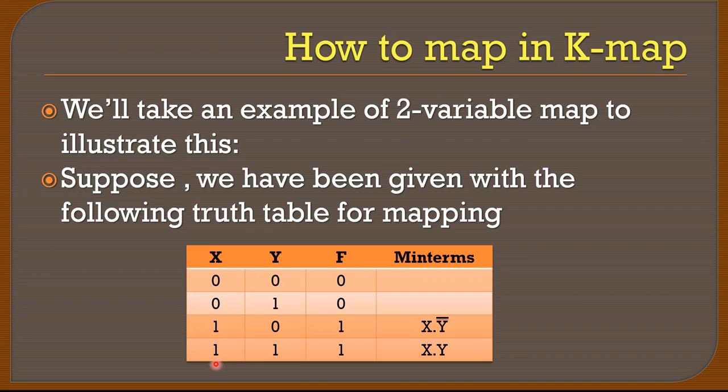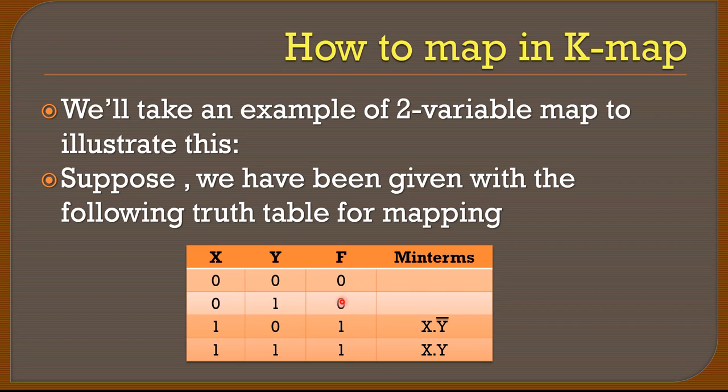Since it is a two variable K-map, you will have 4 combinations: 0 0, 0 1, 1 0 and 1 1. And the output is given here. It is given in the question itself. So based on this output, you are going to find the min terms, and then you are going to write the expression as well as the cardinal form. And based on those min terms, you are going to map the K-map.